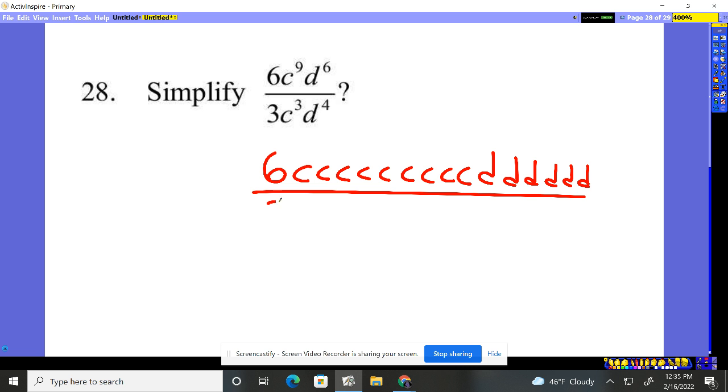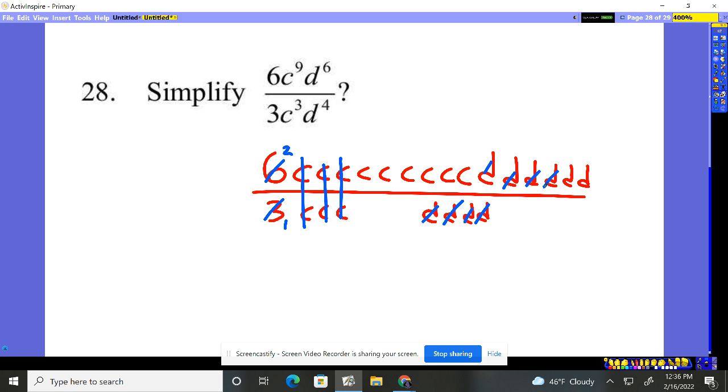In the bottom, I have what? A 3, C, C, C, and then how many d's? 4. So let's see what crosses out. First of all, 6 and 3 both can be divided by 3. That becomes a 2 and a 1. Those c's, they're the same number, so they cross out to become 1. 5 divided by 5 is 1. 7 divided by 7, 1. These are going to become 1s here. This d and that d will go. Basically, 4 up top will go out with a 4 in the bottom.